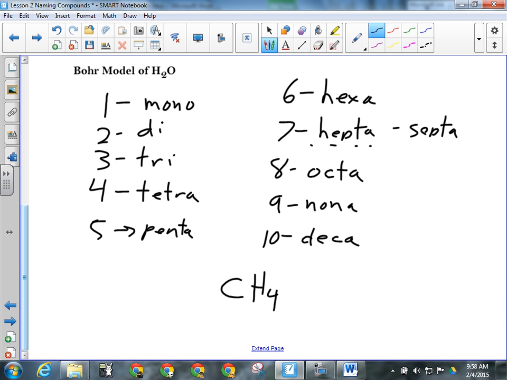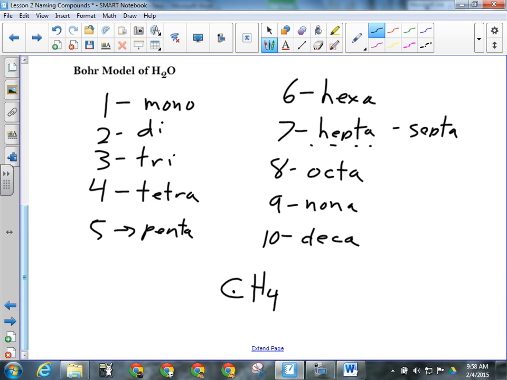Right? So this would be carbon tetrahydride. Okay, now I didn't put a mono in front of carbon here because it's the first one. Okay, I only use mono on the second element, if it needs it. I don't know why that is. The chemists just have to be difficult. But you don't put mono ever on the first one.